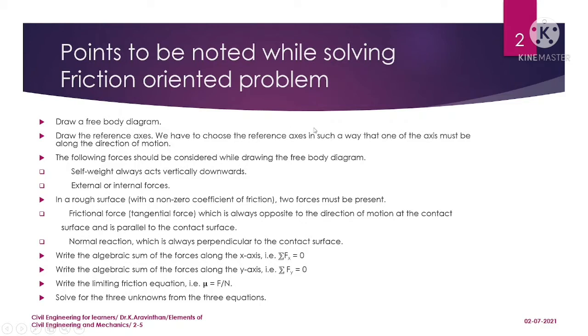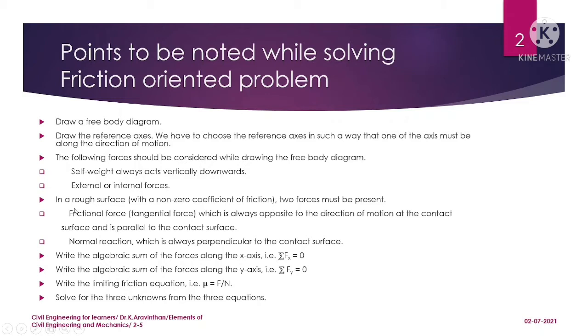We have to choose the reference axis in such a way that one axis is along the direction of motion, where the object is intended to move, taken as the x-axis, and the axis perpendicular to the movement is taken as the y-axis. In drawing the free body diagram, we should always remember the self weight of the object. If you have any object, it will definitely have its mass, and you have to consider that. Other external forces which are acting also have to be considered.